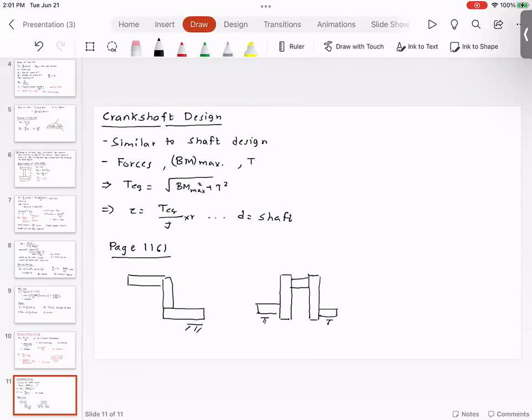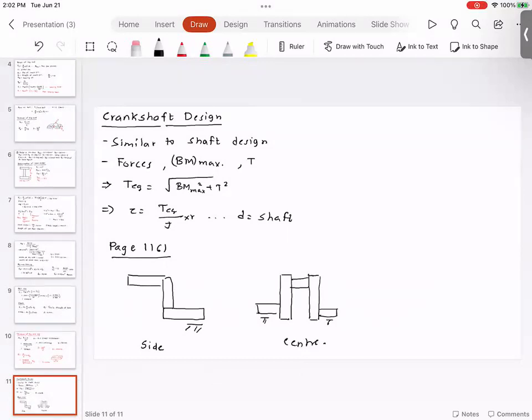So this is the side crankshaft. This is the center crankshaft. And then if you look at the design process, what you will do is, again, it totally depends upon whether you have a side crankshaft or a center crankshaft, but the process is the same. It's exactly like shaft design.